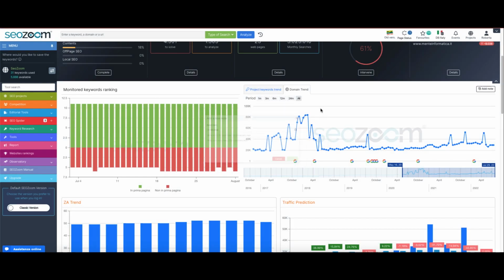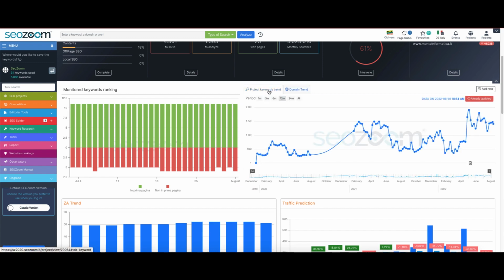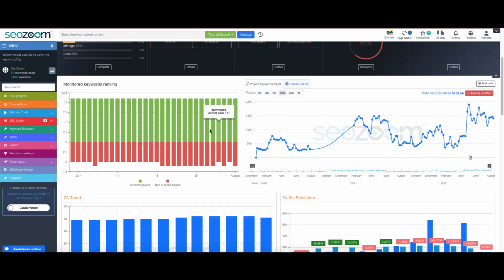In addition to that, in the tab on the left, you can see how the monitored keywords are currently ranking, if they are present within the first page or not, so to get with a single glance where the majority of them are placed.